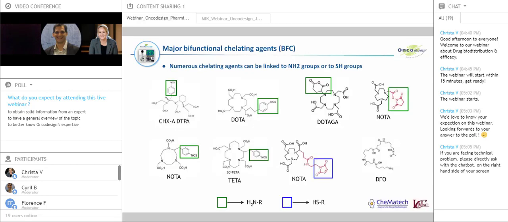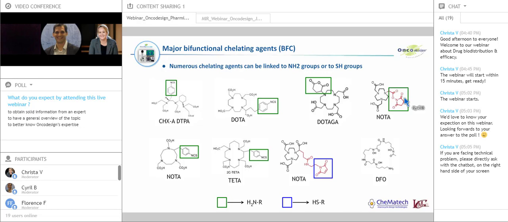Just to illustrate the point of chelation: we add a bifunctional chelating agent, meaning a cage where the radioisotope will bind and be fixed, to avoid any release in the blood or in the body of animals. And the other part will be fixed either to the NH2 or SH group, to the lysine or to the cysteine, depending on your biomolecules and the radioisotope.